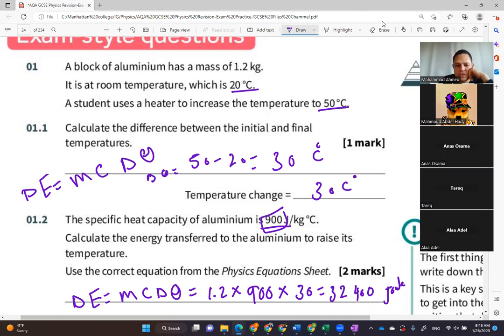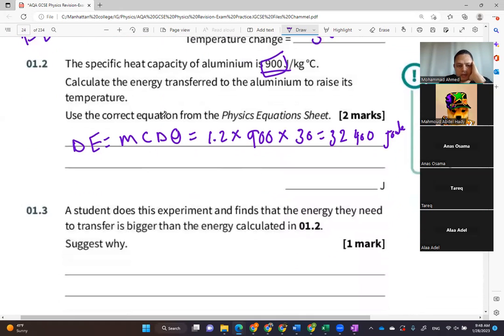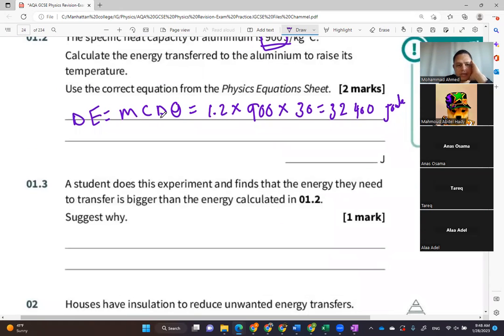Okay. You know what is the mistake? Okay, guys. A student does this experiment and finds the energy that is needed to transfer is bigger than the energy calculated in 1.2. You know why?